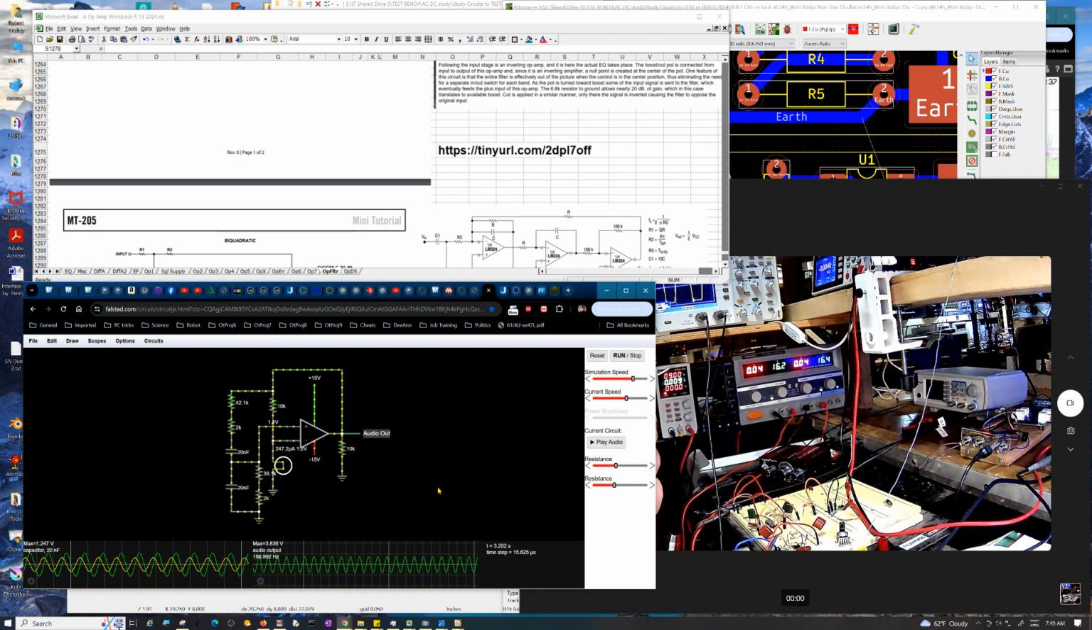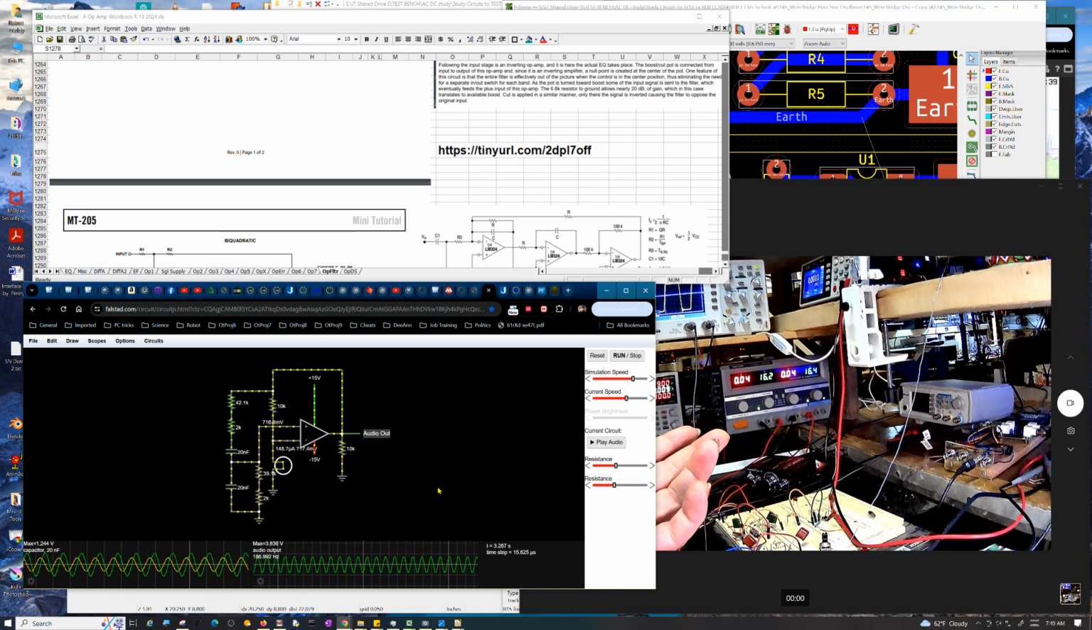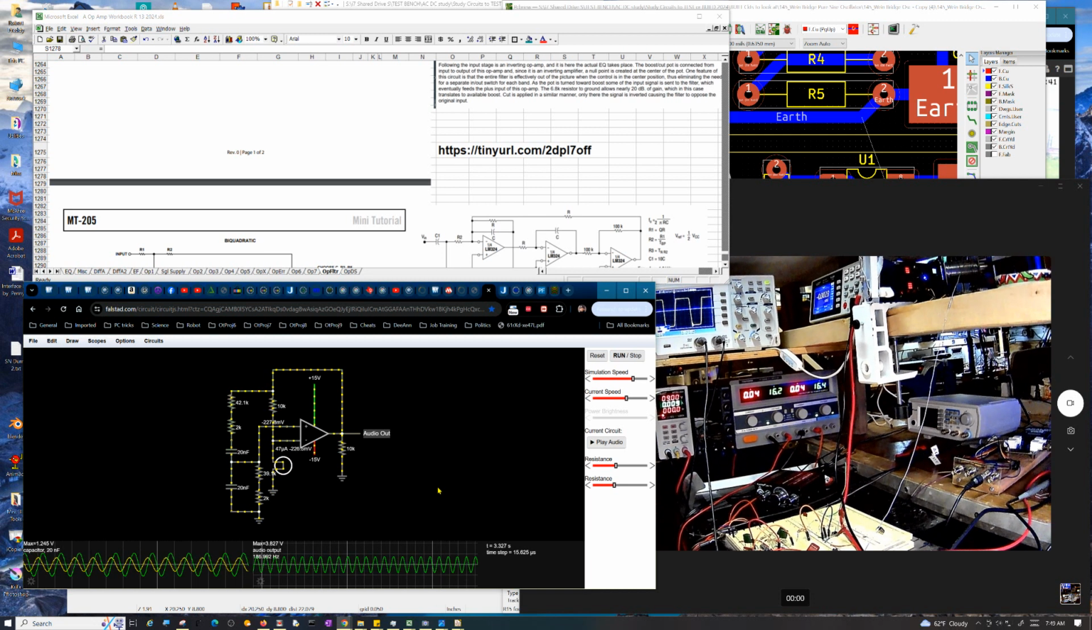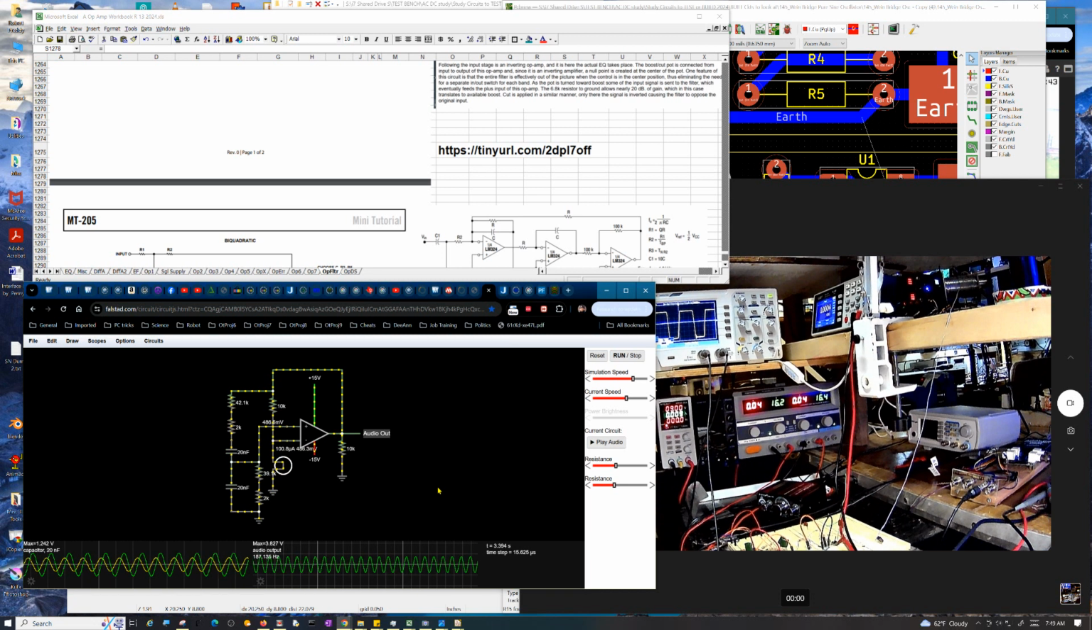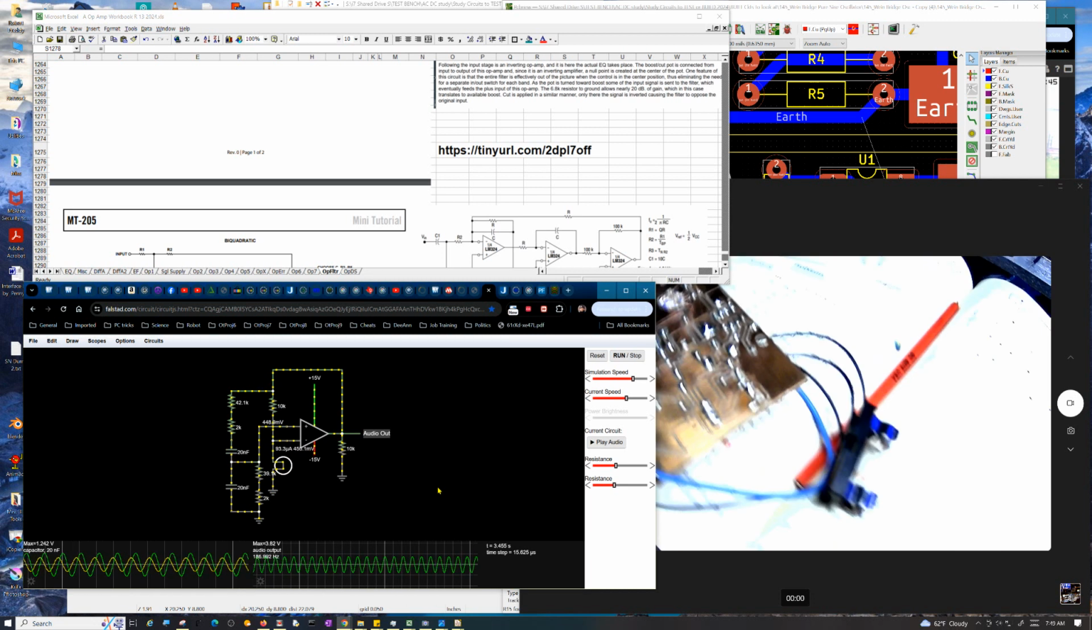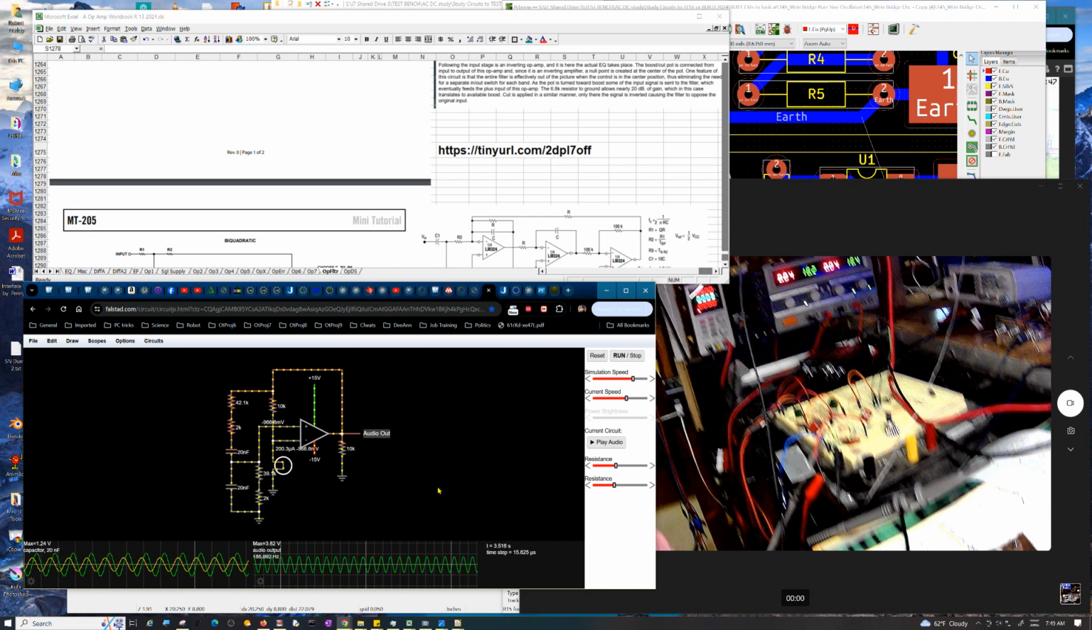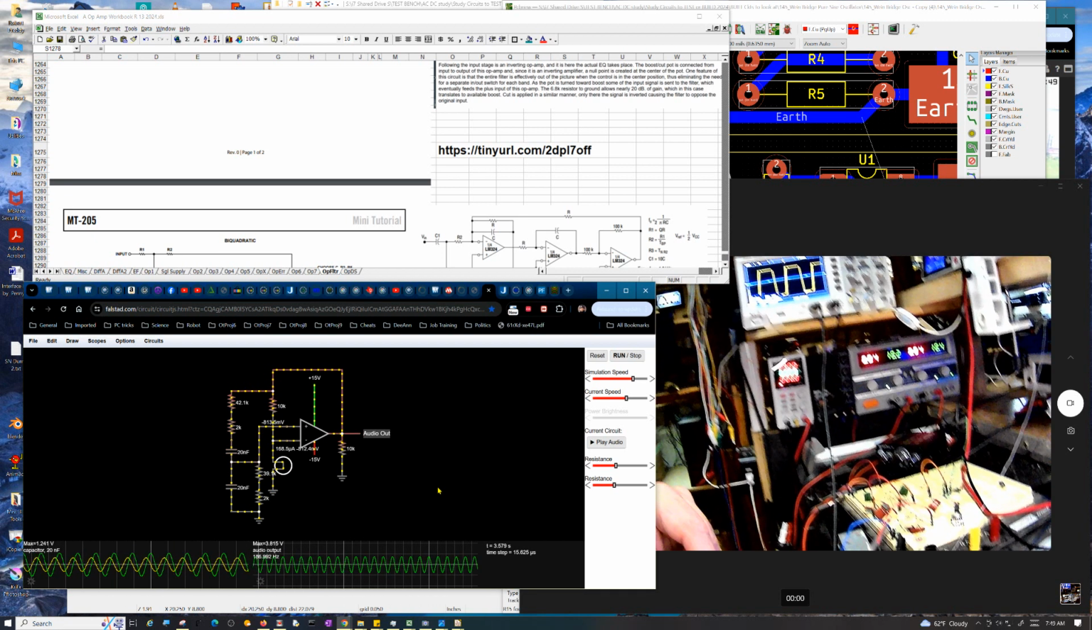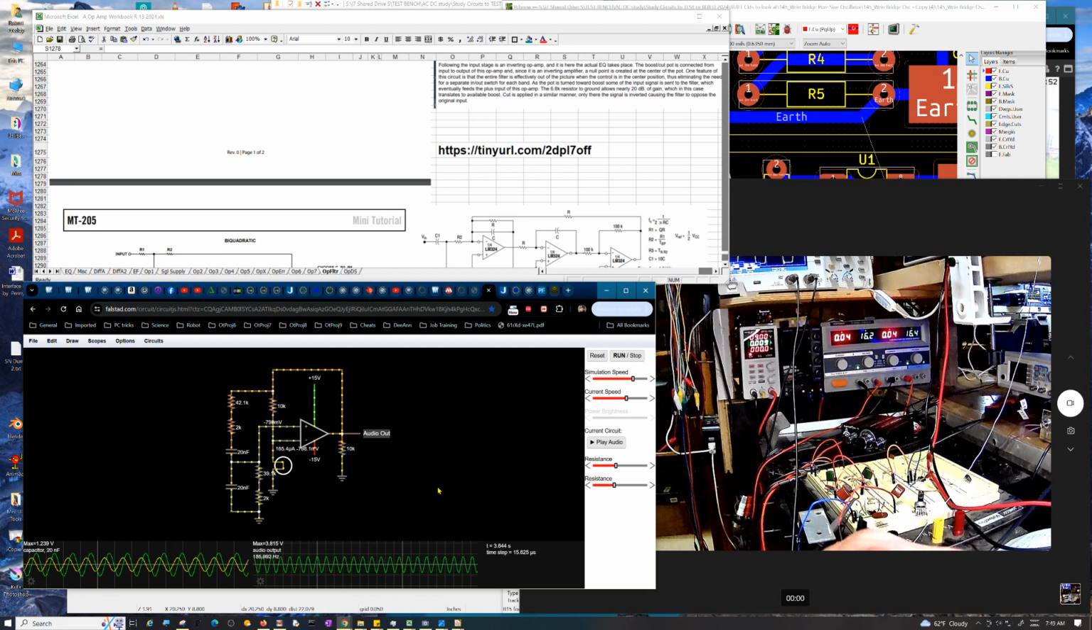A 072 would work just fine. I imagine the 5532 would work fine too. They're all the same pin out. But yeah, of course it doesn't work as intended, but it does oscillate, and right now I've got it at 30 kilohertz.